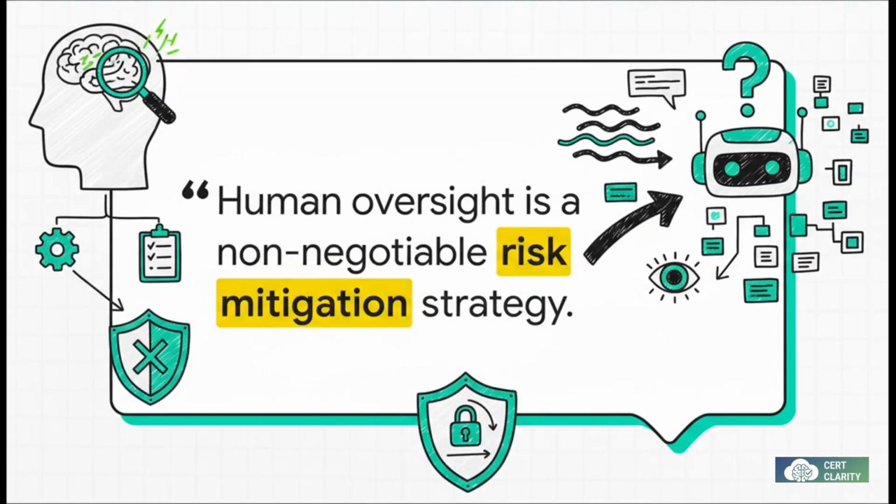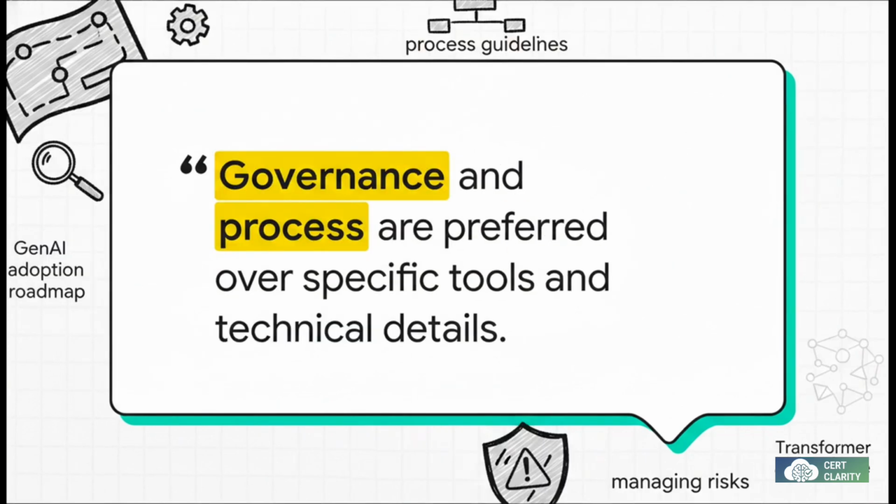Here's the first golden rule of the examiner's mindset. If you're looking at 4 options and one of them involves a human reviewing, refining, or making the final decision, that answer has a very, very high chance of being correct. The syllabus hammers home the idea of human in the loop as the ultimate safety net. Golden rule number 2. This exam cares way more about strategy and process than it does about the nitty-gritty technical details. They want to know you can create a roadmap, establish guidelines, and manage risk. Think like a test manager or a strategist, not a data scientist.